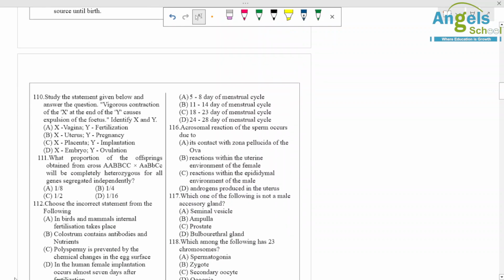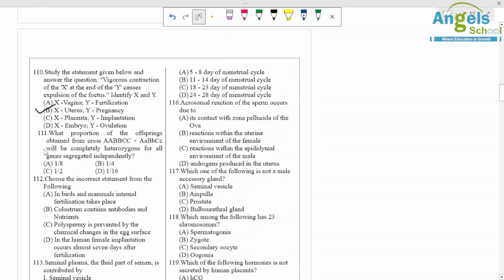Okay, question number 110. Study the statement given below and answer the question. Vigorous contraction of X at end of Y cause expulsion of the fetus. Identify X and Y. So vigorous contraction of uterus at end of pregnancy causes expulsion of fetus. Okay, so answer B is correct in this case.